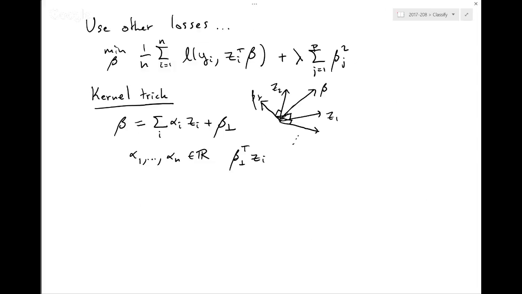But this is the basic property, that we can write beta as some linear combination of the zi's plus some other part, which is orthogonal to all of the zi's. Right? It takes a right angle to all of the zi's.